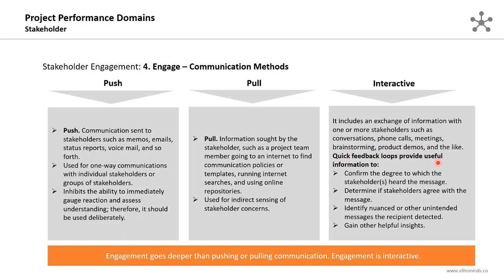Quick feedback loops provide useful information to confirm the degree to which the stakeholders heard the message. These are the benefits of having a feedback loop. When you communicate something with another stakeholder, confirm the degree to which the stakeholder heard the message, determine if the stakeholders agree with the message, identify non-sent or other unintended messages the recipient detected, and gain other helpful insights.